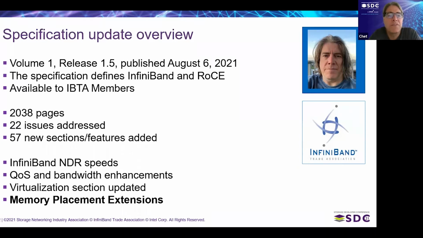I'm going to talk briefly about several of these changes, and the main one I'm really going to focus on is the memory placement extensions, because these are probably the largest addition of new features to this version of the spec. So we're going to talk about Infiniband speeds that were added, QoS and bandwidth enhancements, and some virtualization updates, and then we'll spend the majority of time talking about the memory placement extensions and what they're used for and how they work.